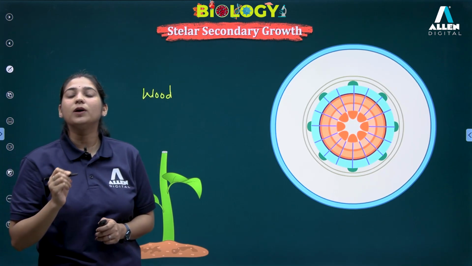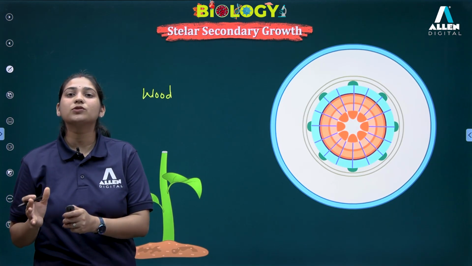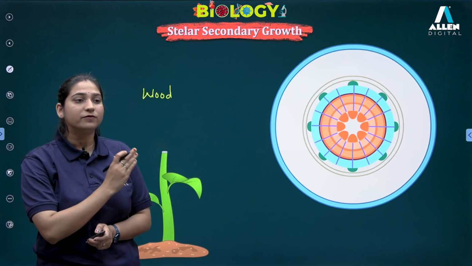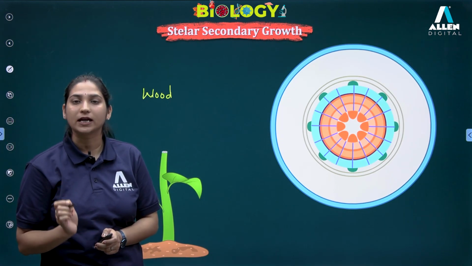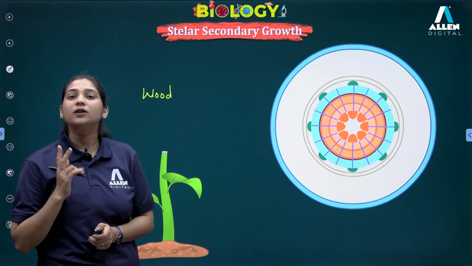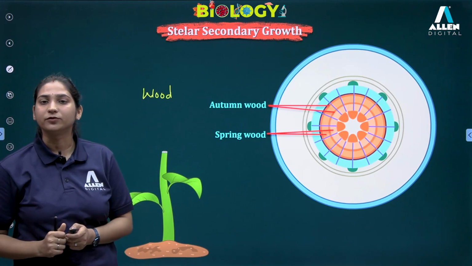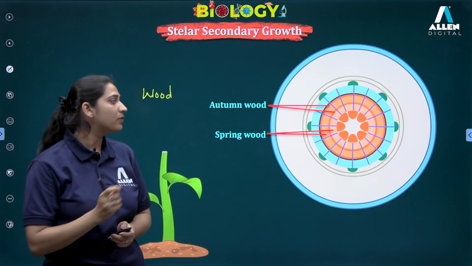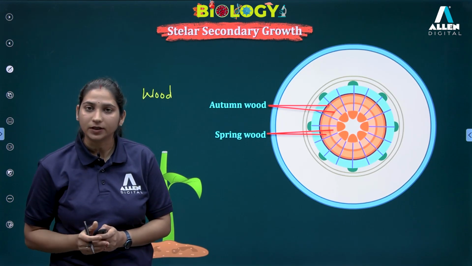So when we grow a plant, when the plant is young, it has a green stem. When the plant grows old, it has a very hard tissue that is called wood. Wood is formed from the xylem due to the secondary growth in xylem. Now, depending on the activity of cambium, there are two types of wood, spring wood and autumn wood, due to the differential activity of vascular cambium in spring season and autumn season.